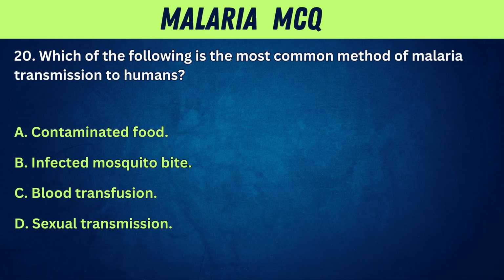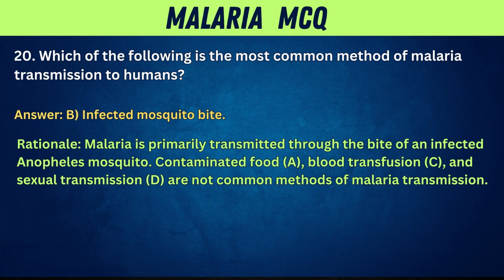A. Contaminated food. B. Infected mosquito bite. C. Blood transfusion. D. Sexual transmission. Answer: B. Infected mosquito bite. Rationale: malaria is primarily transmitted through the bite of an infected Anopheles mosquito. Contaminated food, A, blood transfusion, C, and sexual transmission, D, are not common methods of malaria transmission.